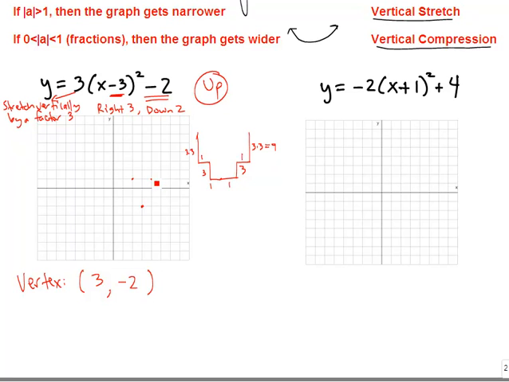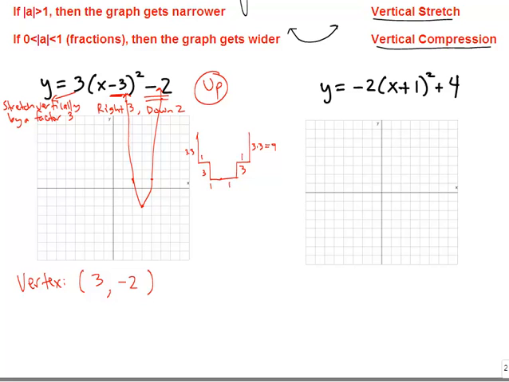The next side point would be over 1, up 9, 3 times 3. So 1, 2, 3, 4, 5, 6, 7, 8, 9. We're going to be way up here somewhere. And on the same side, on the left side, doing the same thing. Over 1, up 9. We're going to be way up here. So we get a graph that's much skinnier than it was before because we've vertically stretched it in.